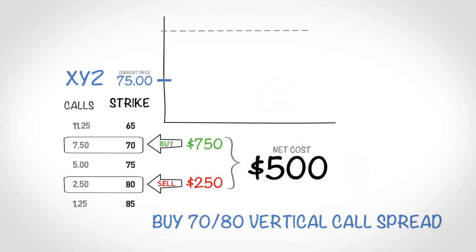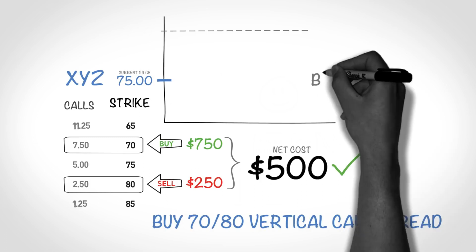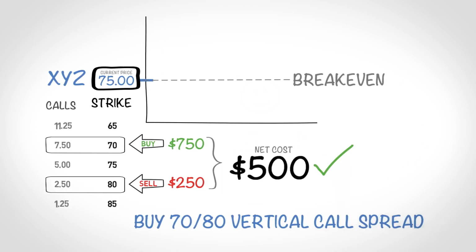By trading a vertical spread rather than simply buying a single option, we're able to significantly reduce the cost of our trade, which improves our break even on the trade and our probability of success. The net price we pay for this vertical spread is $5, so our break even is at $75 per share, which is where the current stock price is. If you're lost, hang with me. I'm going to show you how this works.